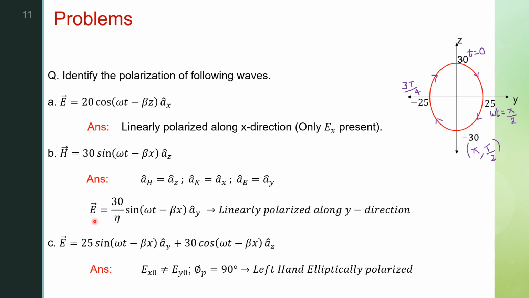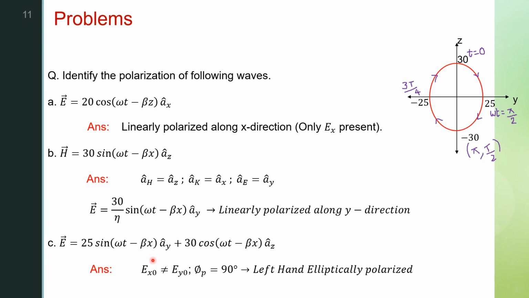So how can you write the electric field vector in terms of the magnetic field? Its amplitude will be H0 by eta, in terms of intrinsic impedance. So E is equal to 30 by eta sin(omega t minus beta x), and what is the orientation of the electric field? Y it should be, so it is ay cap. So here we understood the electric field intensity vector has only one component, along y direction. So we can say it is an example of linear polarization, linearly polarized along y direction.